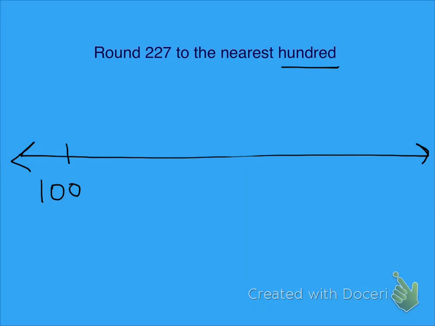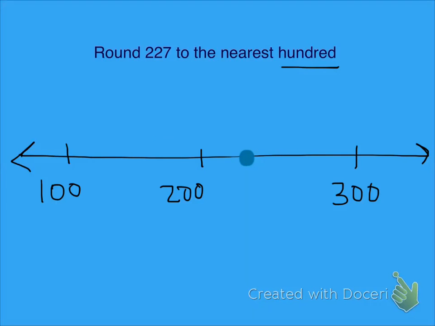So you want to picture a number line. So here's our number line. Since it tells us we're rounding to the nearest hundred, we want to count by hundreds on our number line. So we have 100 here, 200, 300. Then we need to figure out where 227 would go. I know that it's more than 200 and it's less than 300, so 227 would be about right there.